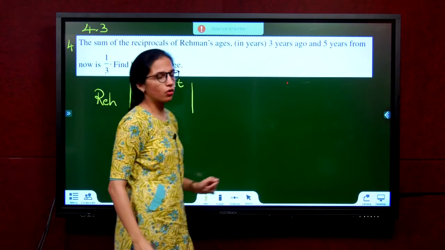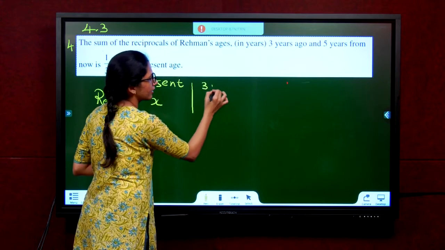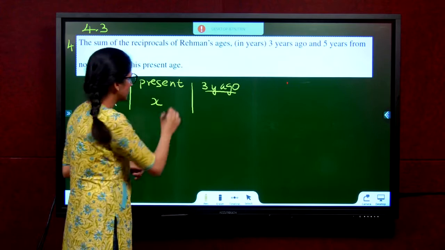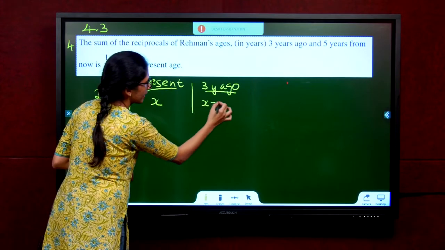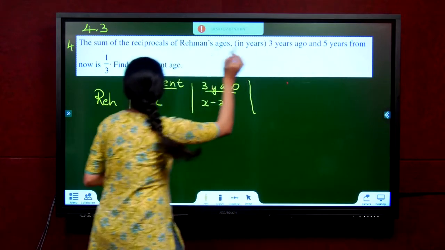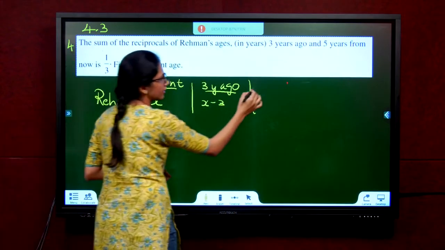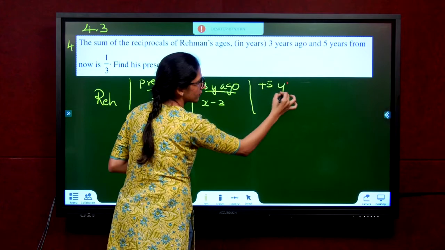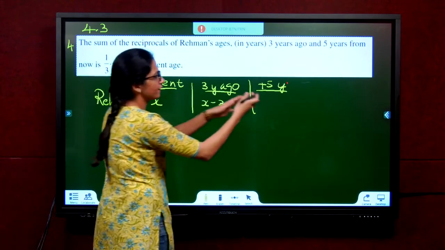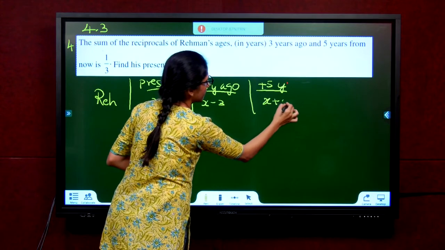3 years ago, what will be Rahman's age? x minus 3. 5 years from now, that is plus 5 years, what will be Rahman's age? Now it is x. After 5 years, x plus 5.